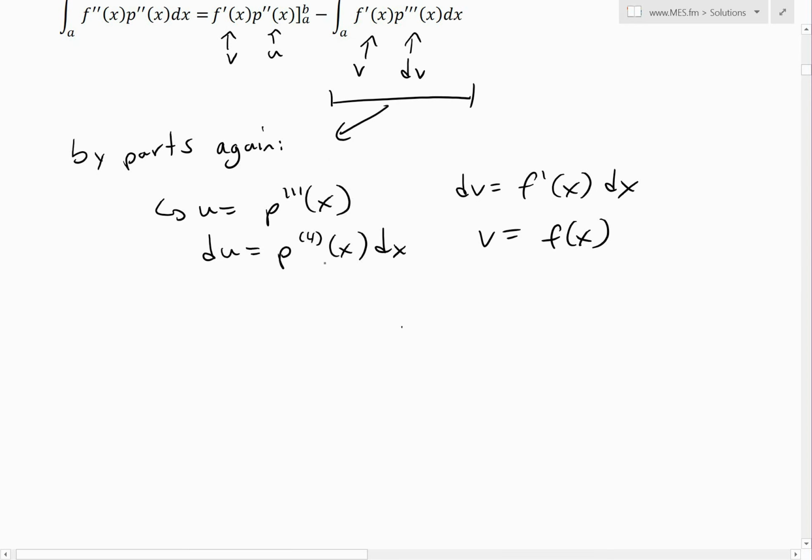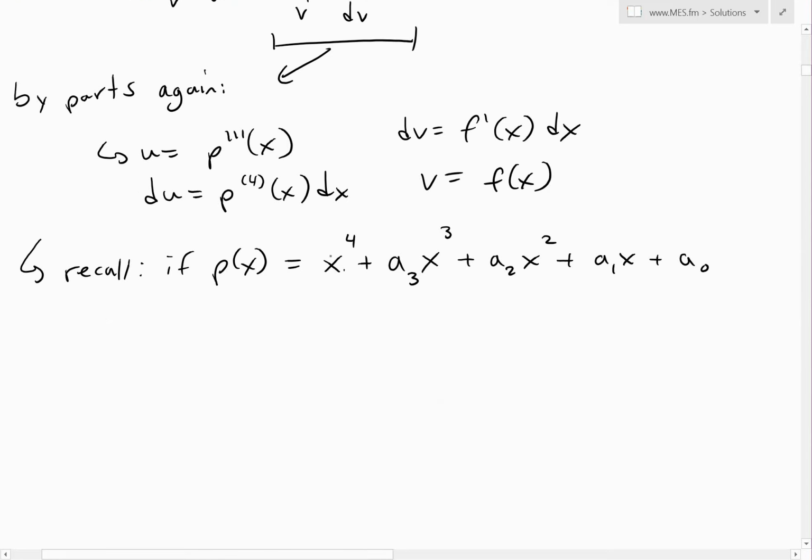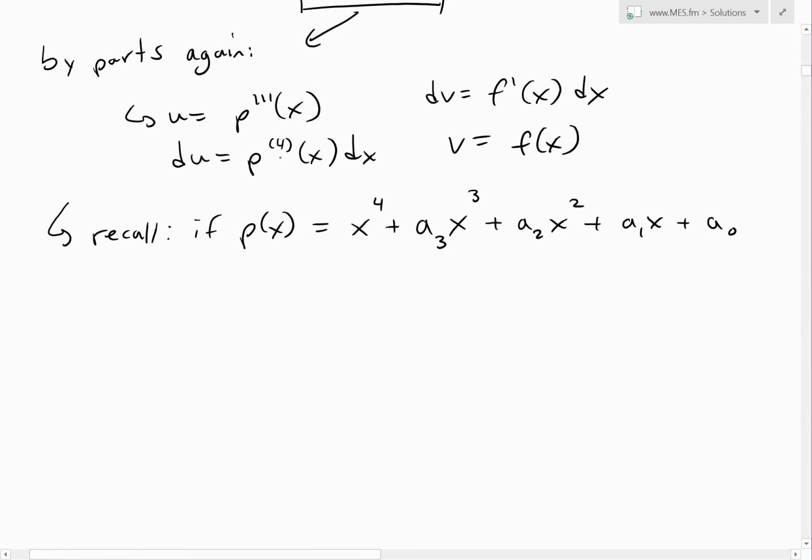The reason we chose a monic function as p of x is because we can solve for the fourth derivative. So basically recall that it's monic. So let's say p of x is something like this: x^4 plus a3 x^3 plus a2 x squared plus a1 x to the power of 1, and plus a0. And now, since this is monic, the first coefficient is a 1, we can basically solve for the fourth derivative. So this is why we define it like this.